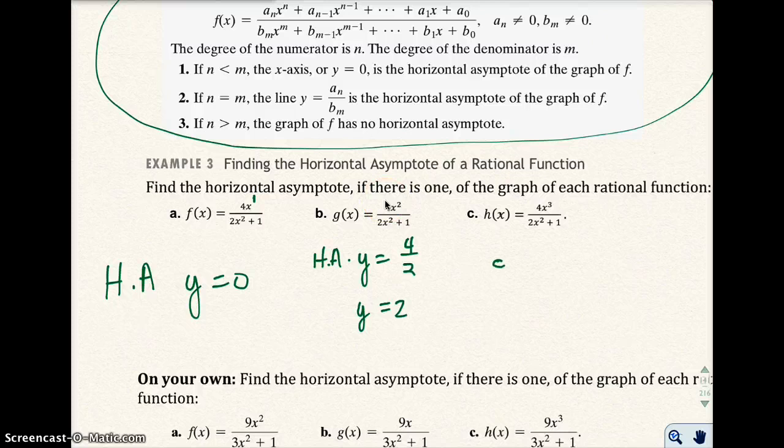And in C, if the degree is larger on top than the bottom, that's this case here, then there's no horizontal asymptote.